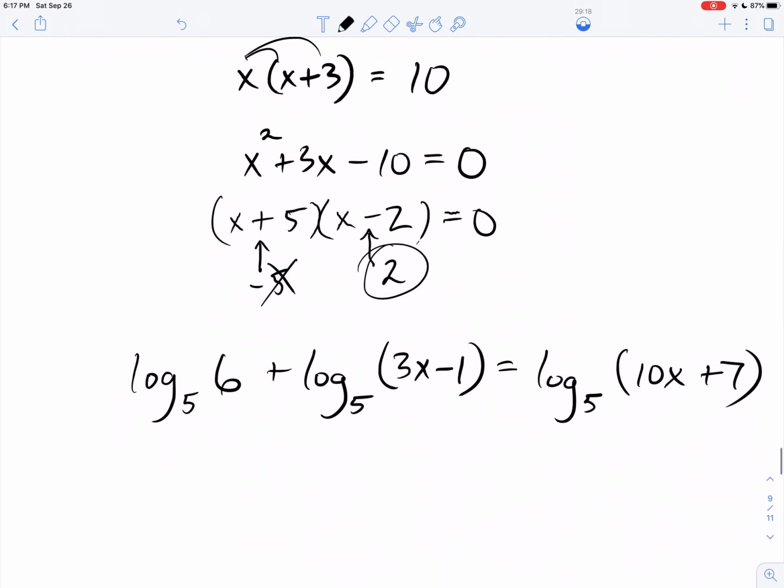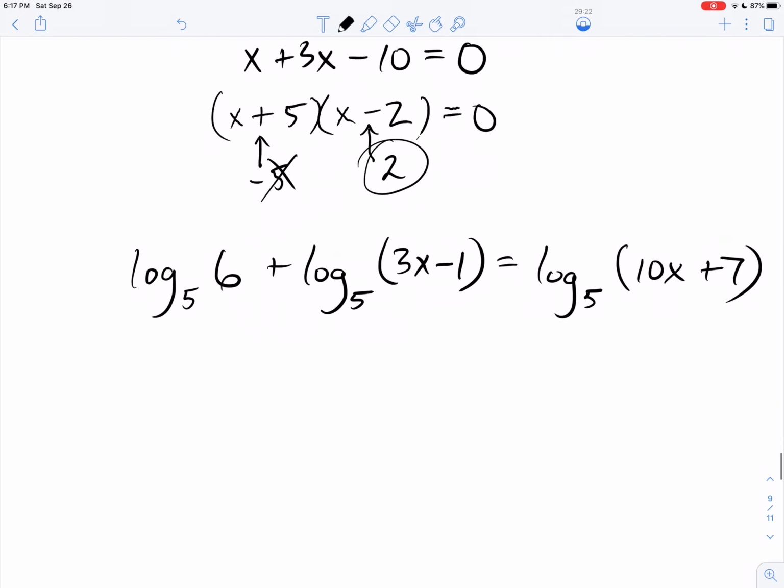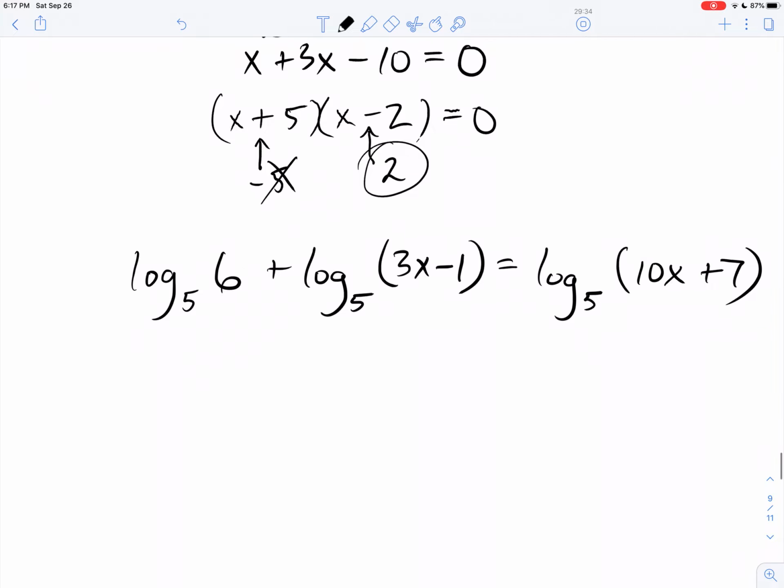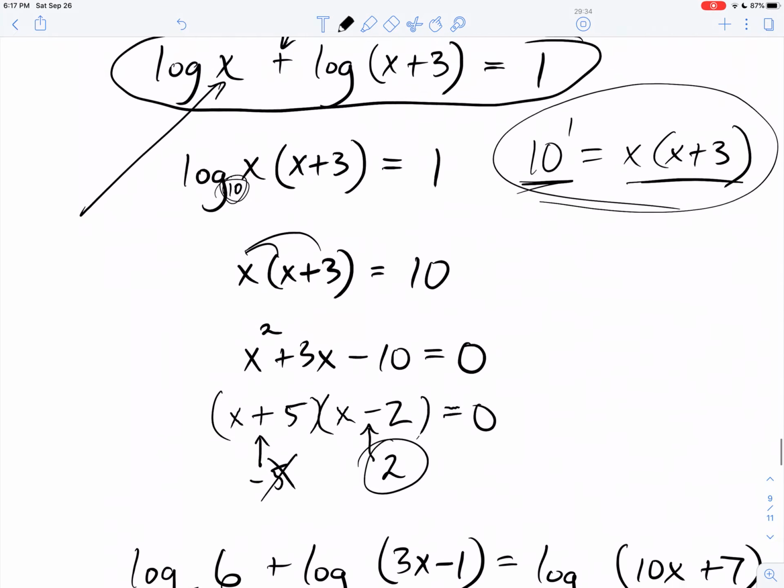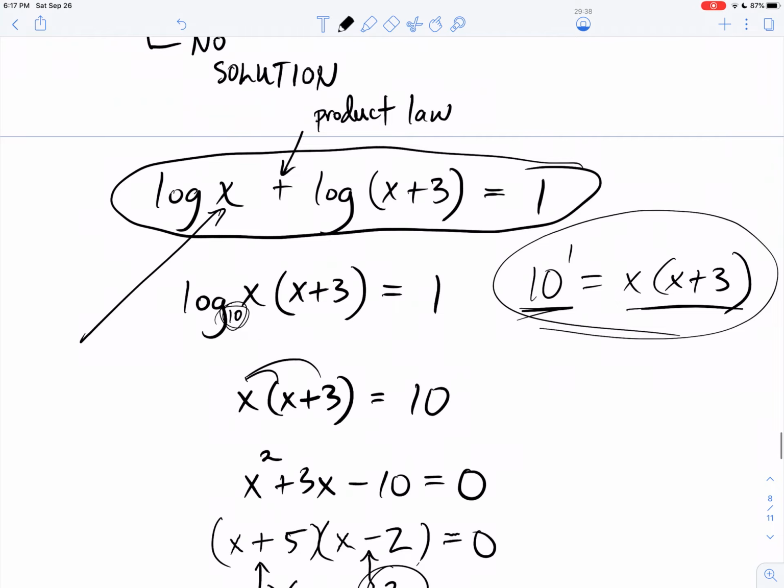So what about this guy? I want you to look at this for just a second and try to figure out why this one is a little bit different than the other ones. On this one, I have 2 logs on the left, 1 log on the right. Look at this original. I had 2 logs on the left, no log on the right.